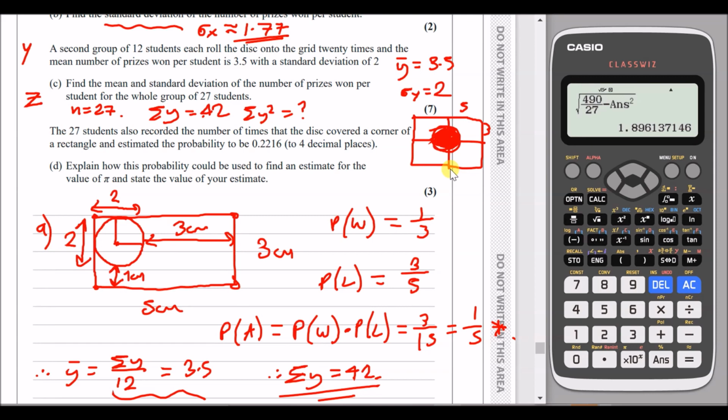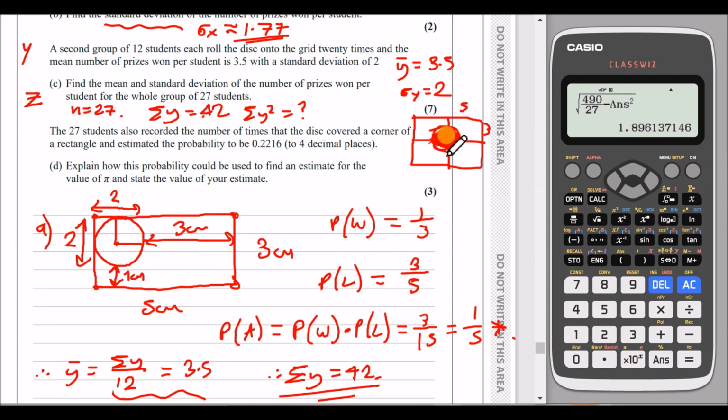But let's keep going. Explain how this probability could be used to find an estimate for the value of pi. Okay, cool. This is the kind of question where I think almost nobody can get it right. This is very tricky. I don't fully understand this question myself, but I'm going to give it a go so I can help you guys. So let's just take this theory right now. Let's try and find the probability that the circle is covering 4 rectangles instead of 1.